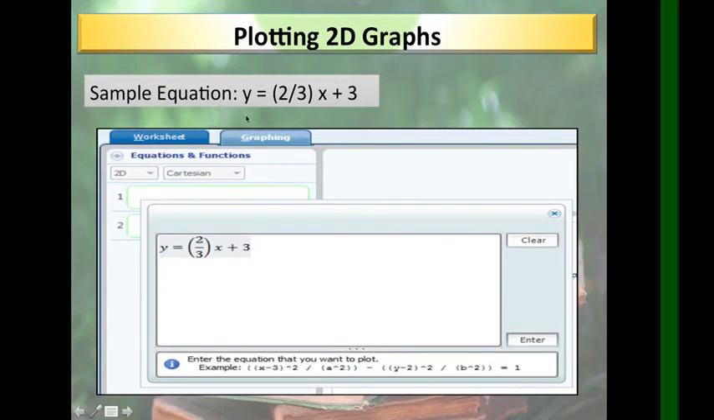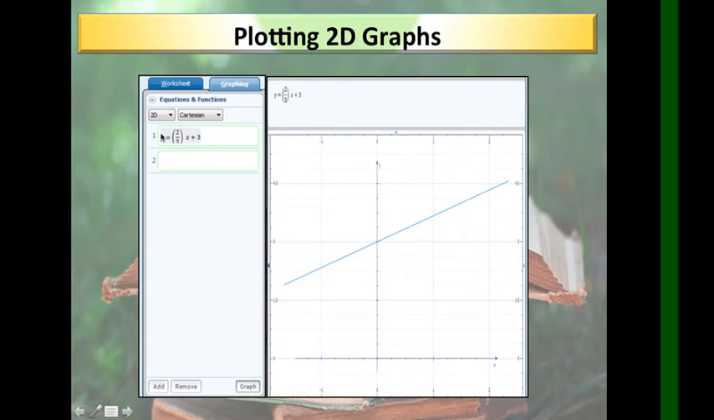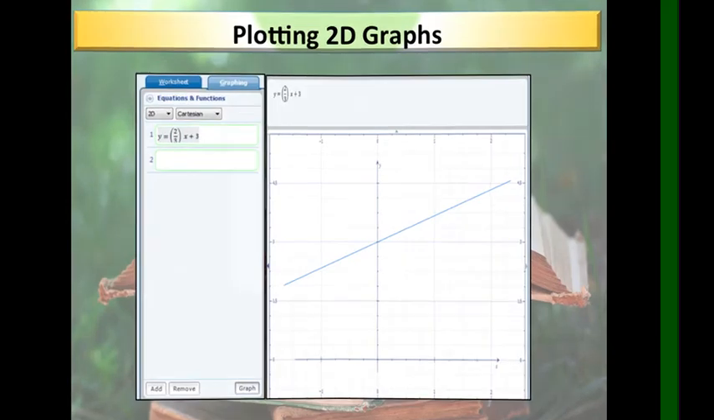So, for instance, this is a sample equation. Y is equal to 2/3 x plus 3. Ayan siya. So, this is the equation. Lumabas siya sa worksheet. Now, in the graphing, if you will put it in the graphing yan, okay, ayan siya. Ito yung magiging itsura niya. So, papakita niya kung ano ang itsura ng graph nung y is equal to 2/3 x plus 3.